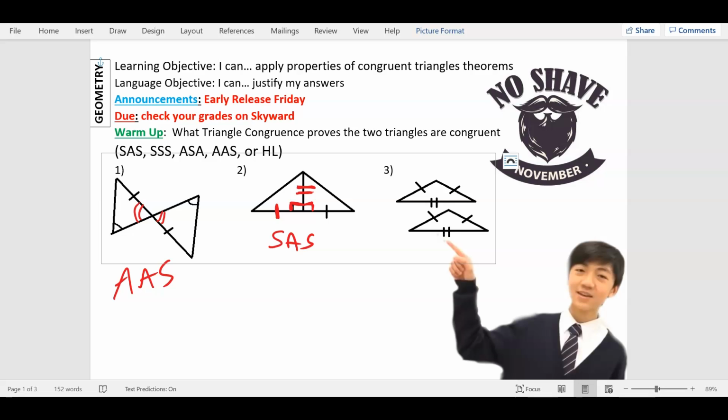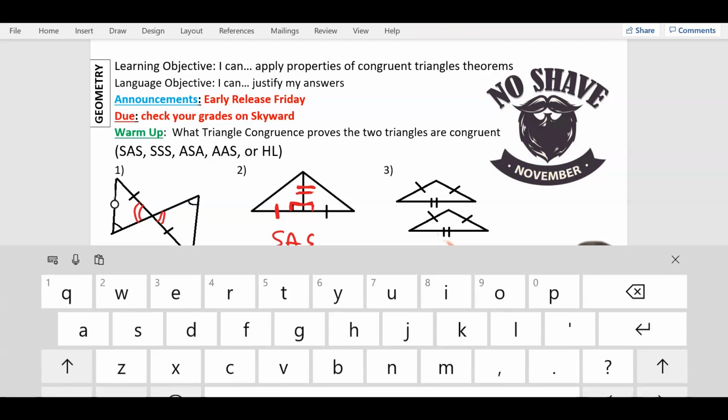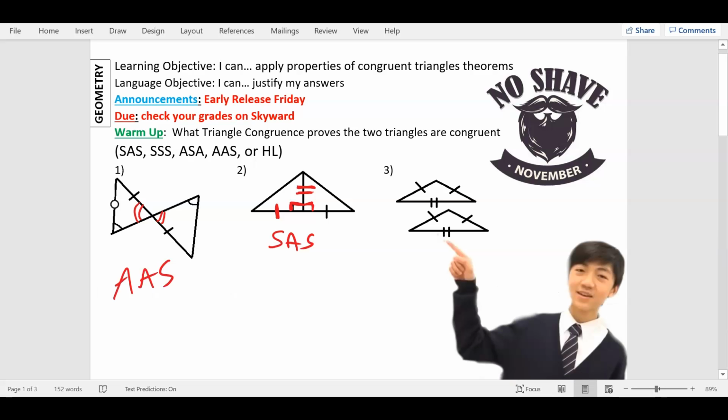And number 3, now, those 2 triangles have all 3 sides with matching tick marks. What do you call that? Okay, now I know she knows it. Everyone else, y'all know this? All 3 sides have tick marks. It's side, side, side, right?